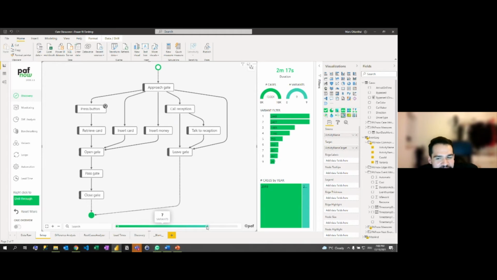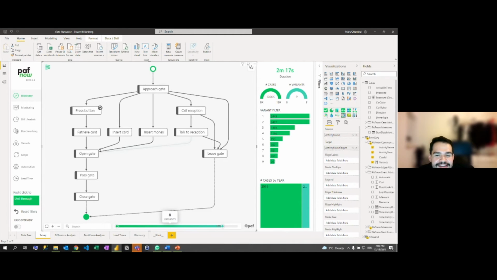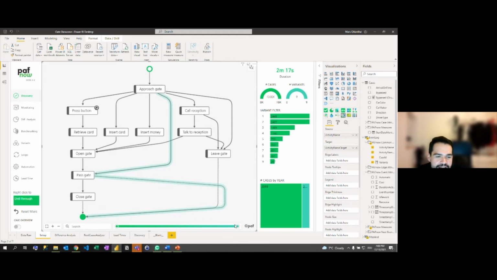Now there are not that many variants left, so we will soon see. We have another occurrence where someone approached the gate, called the reception, talked to the nice people of the reception, and then the gate opened, and then the normal process occurs, and nothing out of the ordinary. So we have one variant left, and that should be the nasty one, right? So let's see. Someone approached the gate, passed it, and the gate and the process ended.